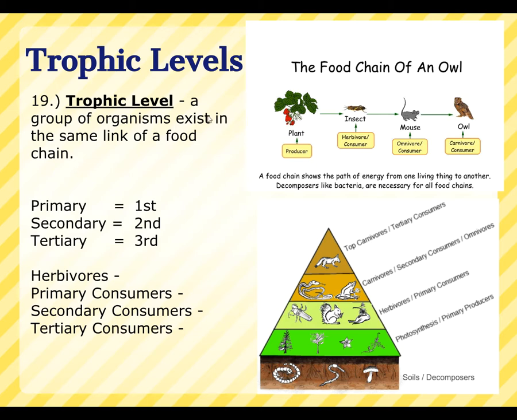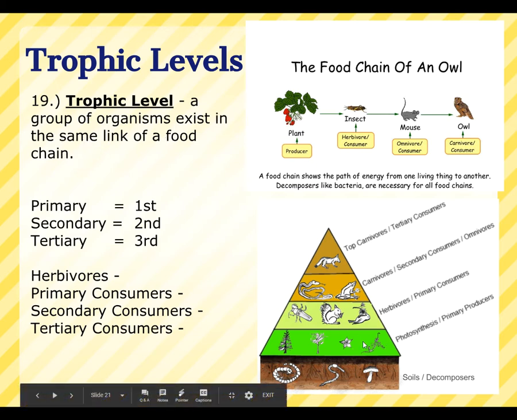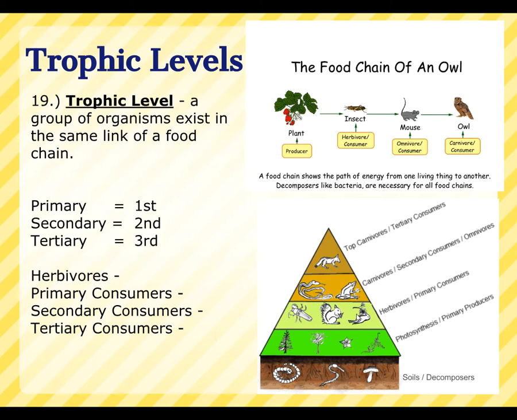So a group of organisms exist in the same link of the food chain. So, for example, this would be a trophic level, the producers. This would be a trophic level. This would be called the primary consumers because these are producers. Everybody else, all the other things in this picture are going to be consumers. You have decomposers coming down the side sometimes or down here at the bottom.